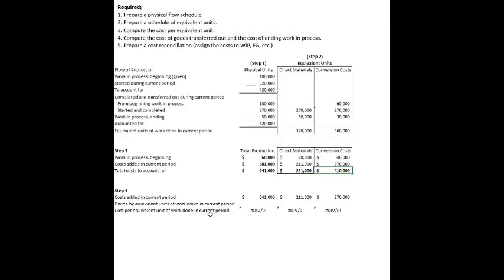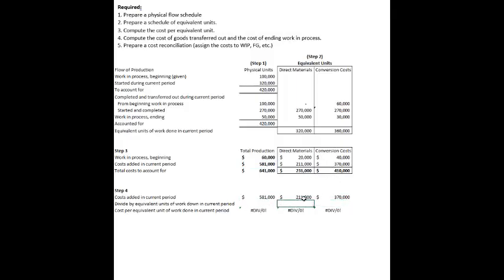Step 4 says we're going to calculate the cost per equivalent unit, which is really what we're asking for in this third requirement here. These numbers right here are pulled from up here, right? So what I'm saying is, what are the costs added in the current period? And so it's this number. This one's just a reference to here, and this one's a reference to the 370.